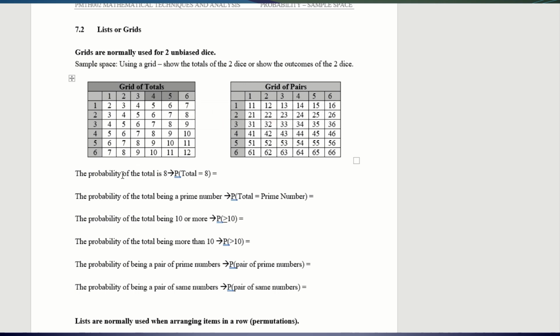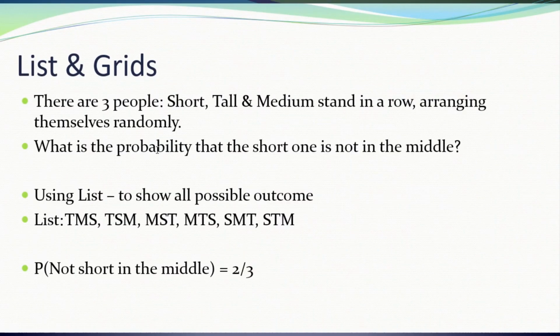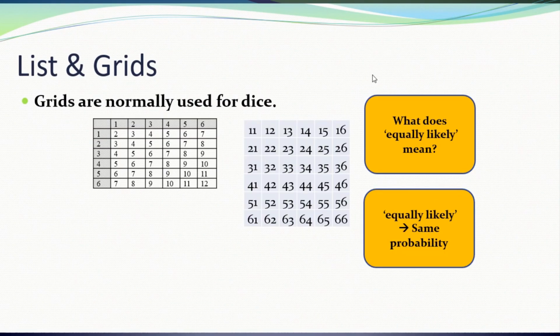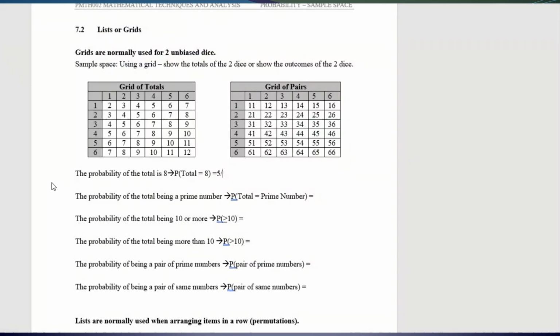So the probability of the total is 8. How do you find that the total is 8? Look at your total grid. If you want total, you look at total. So how many 8s do you have? 1, 2, 3, 4, 5. So that gives you 5 out of, what's the total here? How many outcomes do you have altogether? Right now in the manual, on the slides we are still here. We'll just complete this, then we will move on. So you find the total here, 1, 2, 3, 4, 5, 6. So you have 36, right?